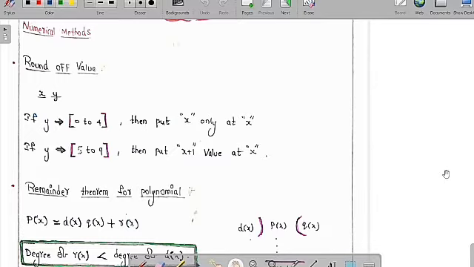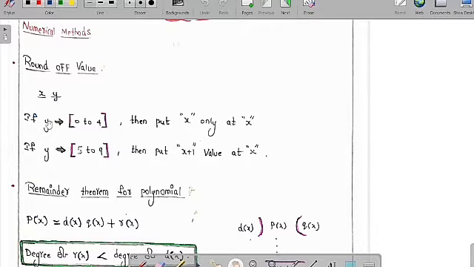So now we are going to learn about numerical methods. The first concept in numerical methods is round off value. What is the meaning of round off value? It means we are going to do some approximation for the given number. Suppose there are two numbers x and y. If y lies between 0 to 4, then we are going to replace x by x itself.